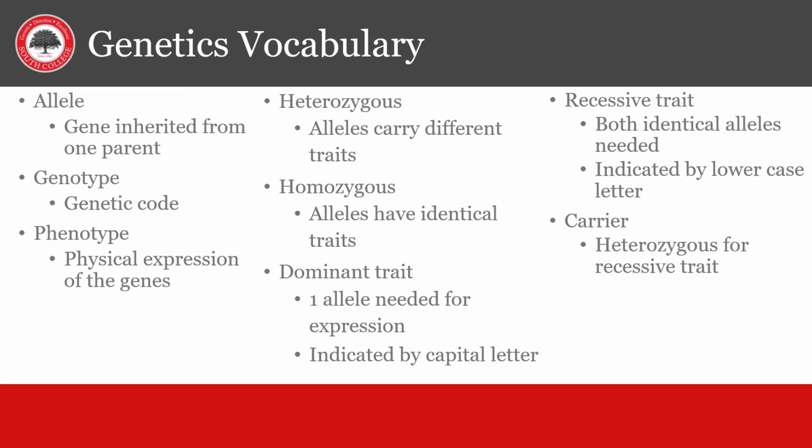To better understand genetics, we need the vocabulary. An allele is a gene that is inherited from one parent. Genotype is your genetic makeup, and phenotype is how those genes are expressed physically. Alleles for a gene may be homozygous or the same, or they may be heterozygous or different. Depending on whether that gene is dominant or recessive will determine if it is expressed in a heterozygous state.